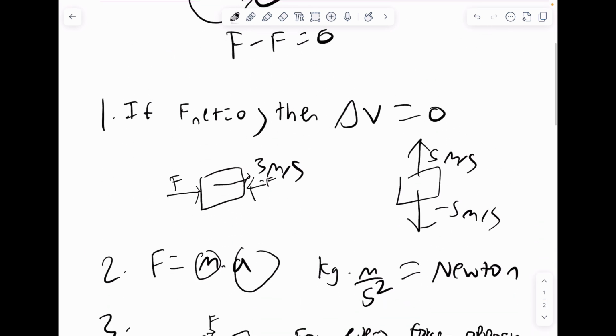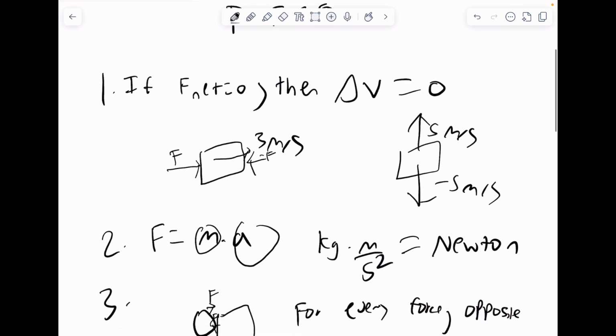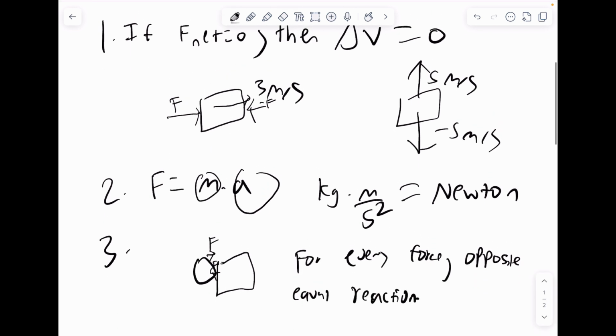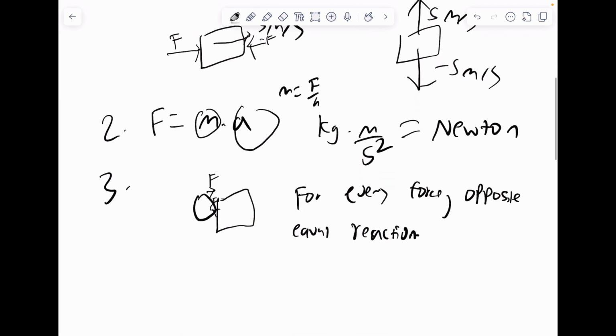If the net force on an object is equal to 0, then its velocity is conserved, so there's not going to be any change in velocity. The equation of force is force equals mass times acceleration, and mass and acceleration are inversely related, because m equals F over a, or you can do the opposite as well. Number three, every force has an opposite and equal reaction force to it.